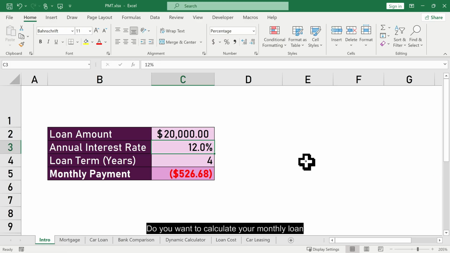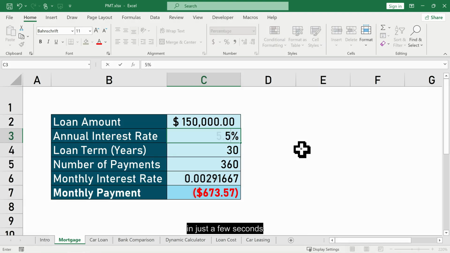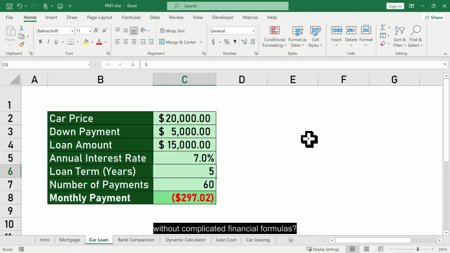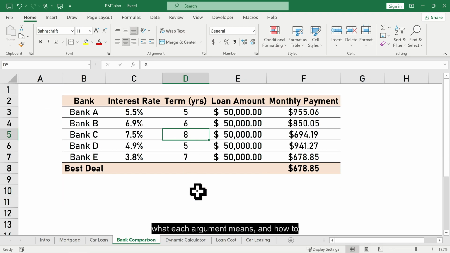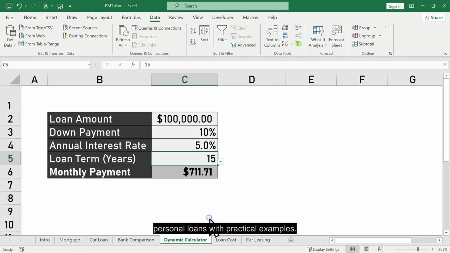Do you want to calculate your monthly loan payment in Excel in just a few seconds, without complicated financial formulas? In this video, I'll show you how the PMT function works, what each argument means, and how to calculate payments for mortgage, auto, and personal loans with practical examples.